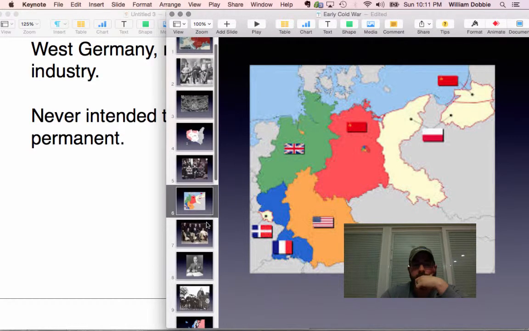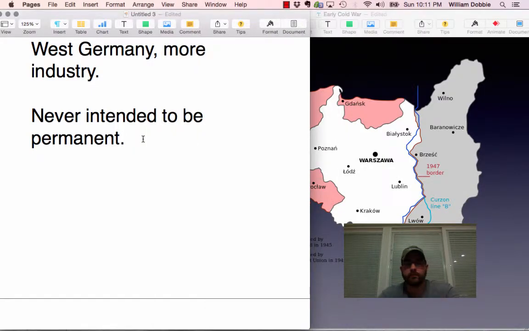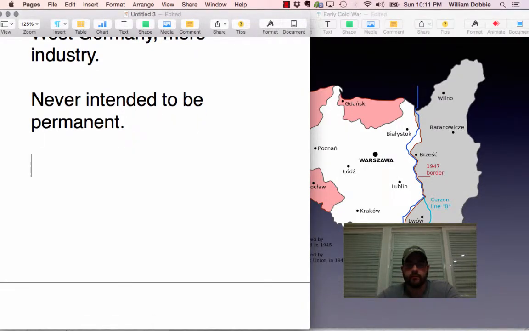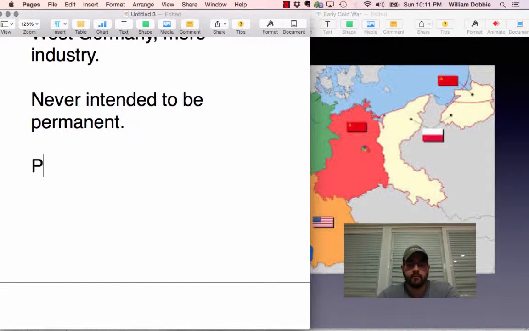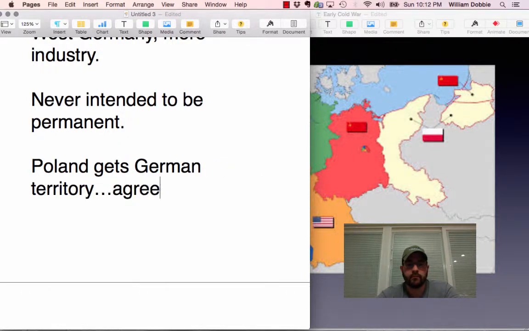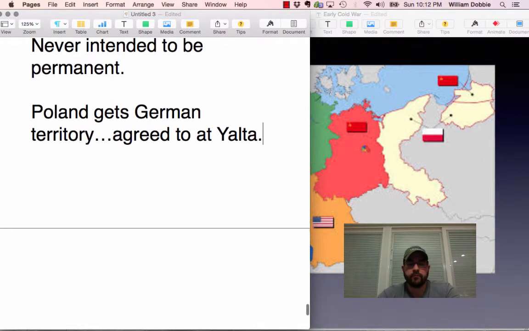For Poland, if we recall the discussion about Poland, and you can see on this map as well, that's the Polish flag there on the right, the white on top, red on bottom. Poland is going to gain some German territory, part of East Prussia, and then the former eastern portion of Germany. Poland's going to gain that territory. This was agreed to back at Yalta and discussed back at Tehran as well. Poland is going to gain some territory. The Soviet Union is going to gain some territory. Poland does this shift to the west.